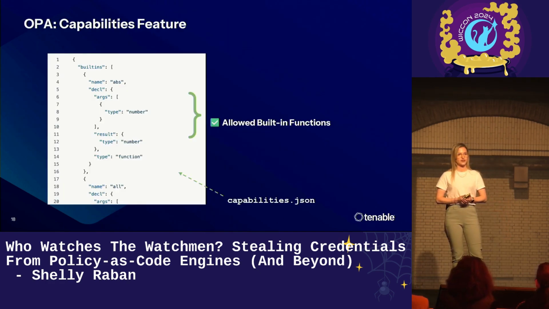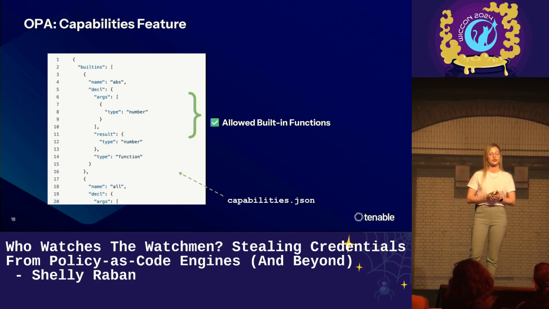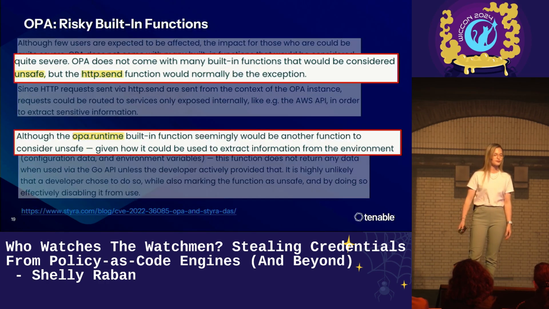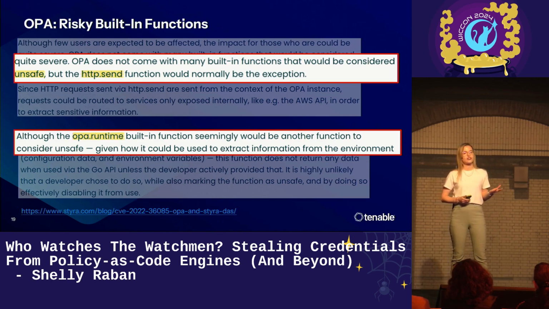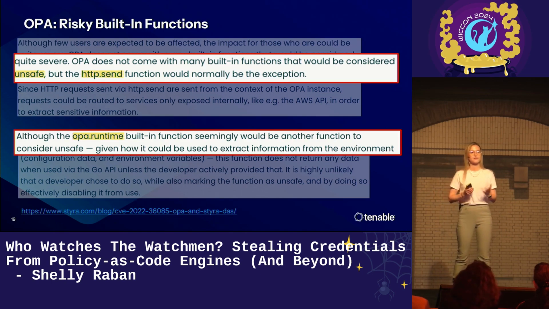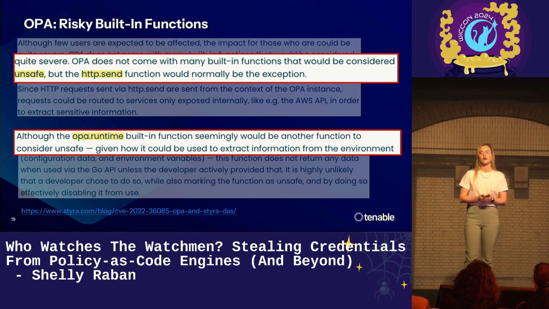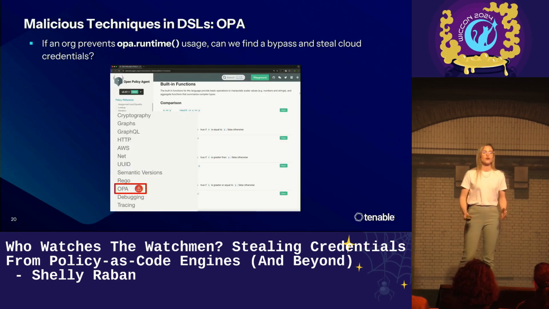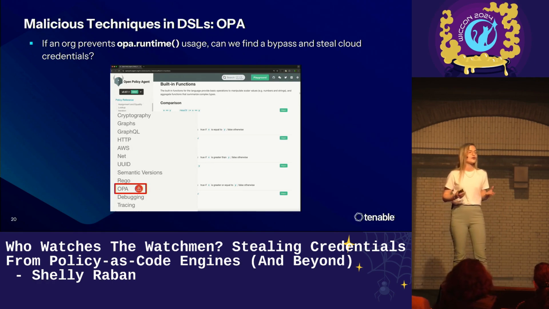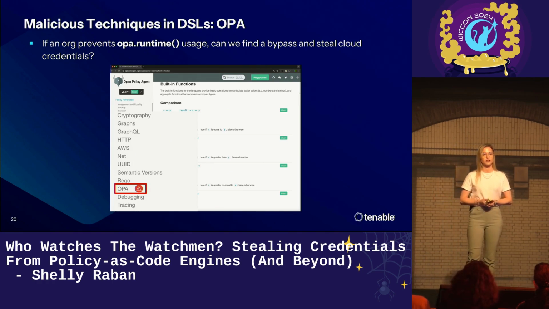OPA has the capabilities feature, which allows you to restrict the use of certain built-in functions and fail policies that use them. And it's important to note that in the default configuration, all functions are allowed. But the OPA runtime function and the HTTP send function got some bad attention. And I believe if an organization has some kind of security awareness around OPA, these are the functions it would block. So this sparked my curiosity. If an organization prevents the use of the OPA runtime function, can I find another way to extract cloud credentials?